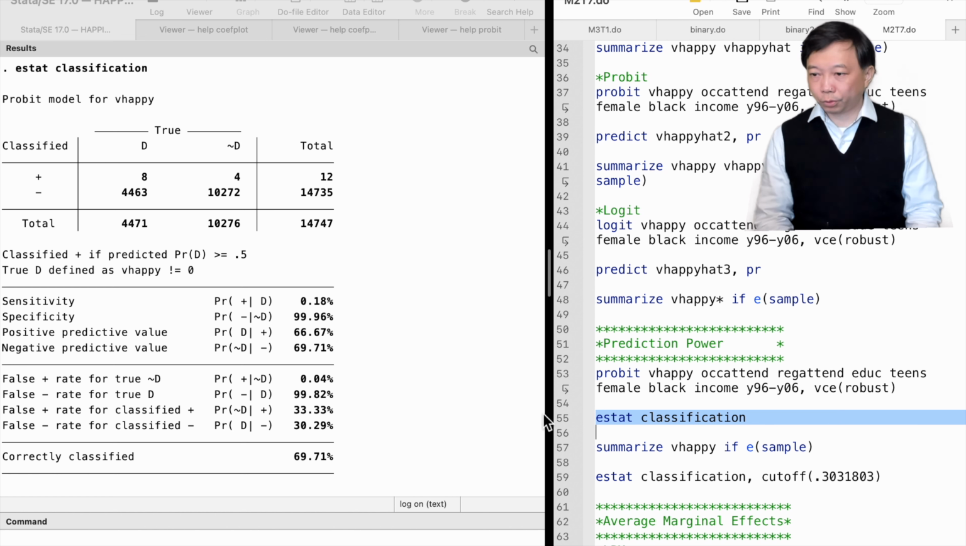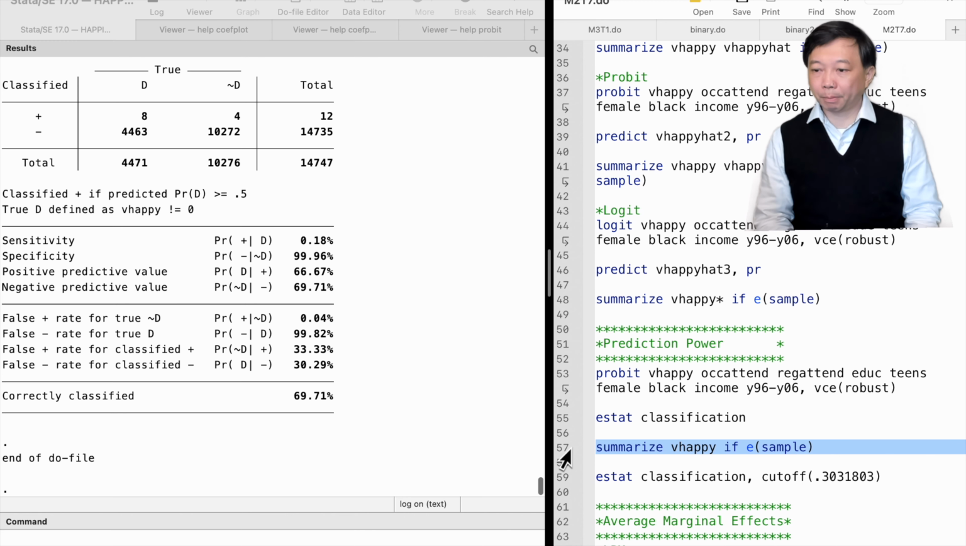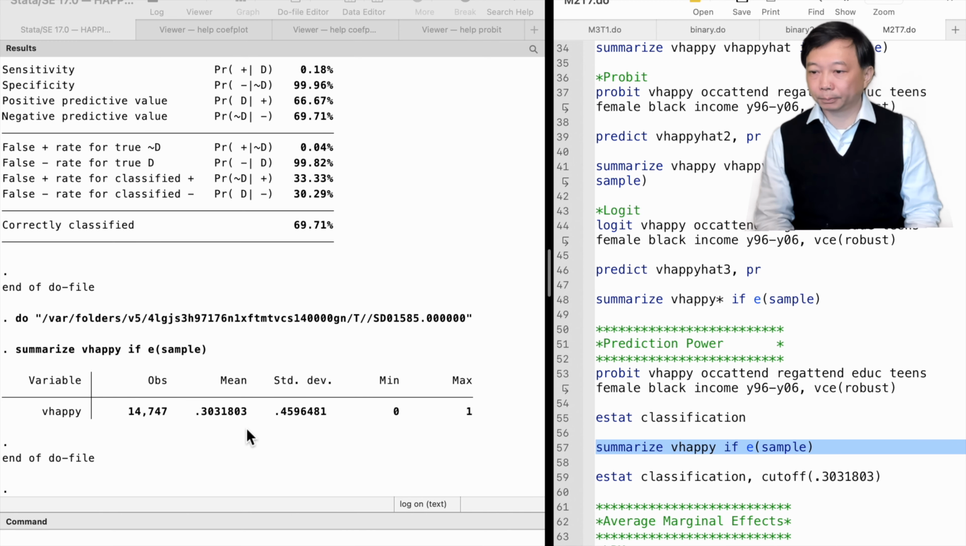The classification result depends on the cutoff value. The default is 0.5, which means an observation is classified as positive if its predicted probability is greater than 0.5. We can change the cutoff value. We can use the sample mean probability as the cutoff value. In our sample, the mean probability of being very happy is around 0.3.